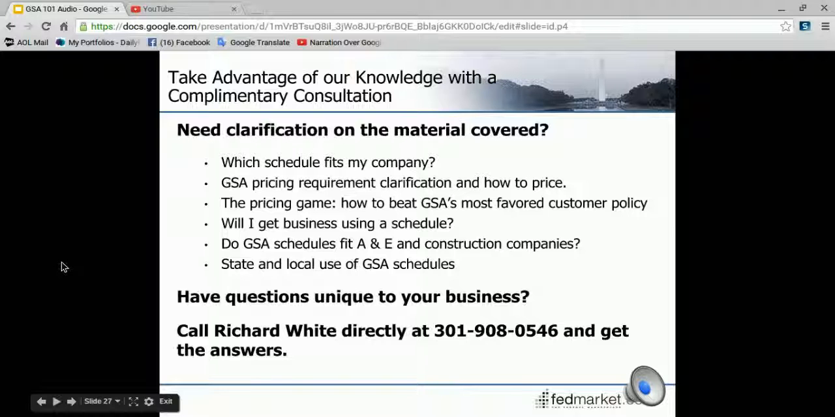And we also offer a complimentary consultation. If you need clarification on any of the material covered here today, such as which schedule fits my company, the GSA pricing requirements, the pricing game, how to beat GSA's most favored customer policy, to understand whether or not you'll get business using a schedule, and to understand how GSA schedules fit architecture and engineering and construction companies. Also, if you're interested in learning more about how state and local governments use GSA schedules, please give us a call. You can call Richard White directly at 301-908-0546 and get the answers.